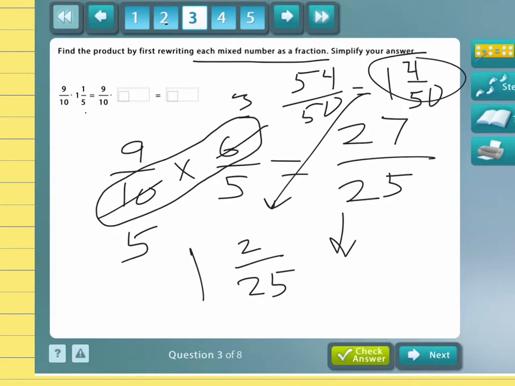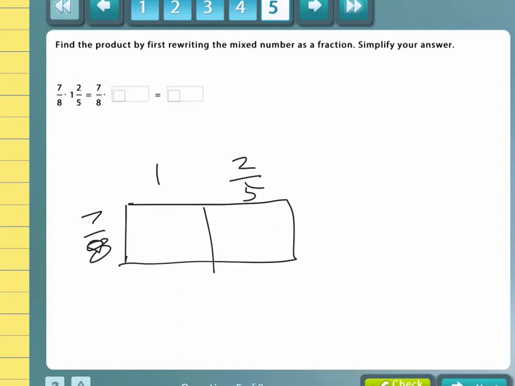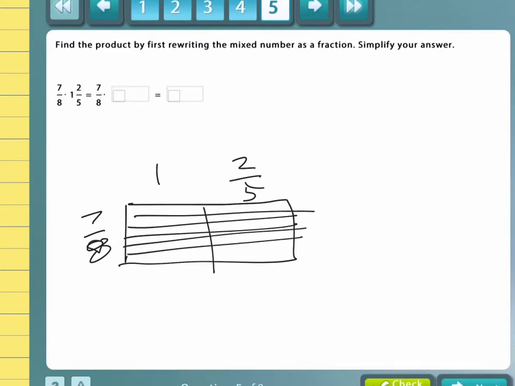Same problem as previously, but this time I decided to draw a model. You have 1 7/8. So here I'm going to go ahead and draw you the 7/8.